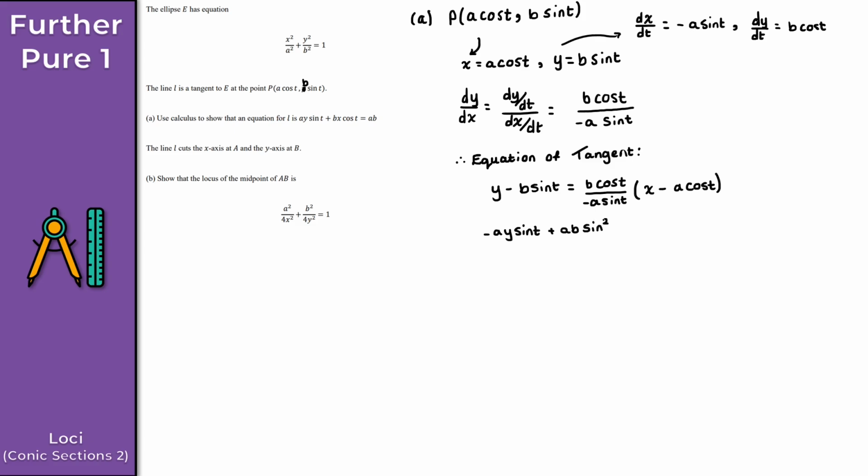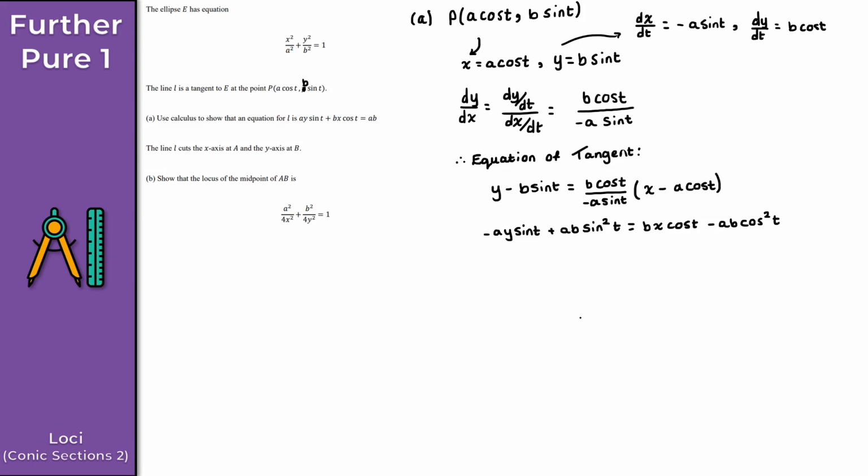Sine squared t. We then have b cos t times x. That's bx cos t. So bx cos t there. And then b cos t times minus a cos t. That gives us minus ab, so minus ab cos squared t.